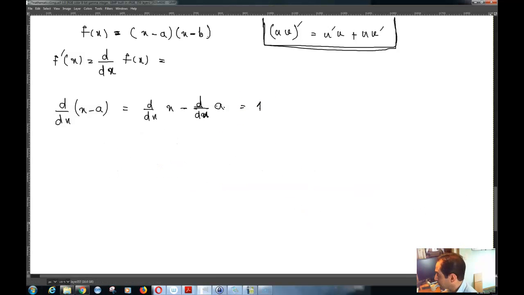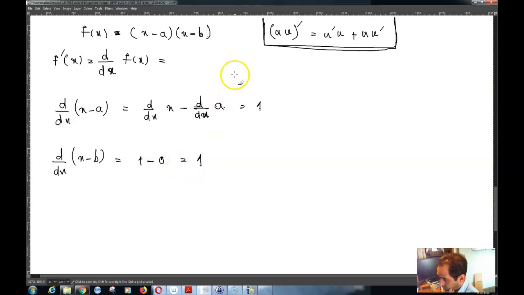Now if you have the derivative of the second function, d by dx of x minus b, it's again the same story. It's the derivative of the first term, which is 1, minus the derivative of the second term, which is 0. This is again equal to 1.